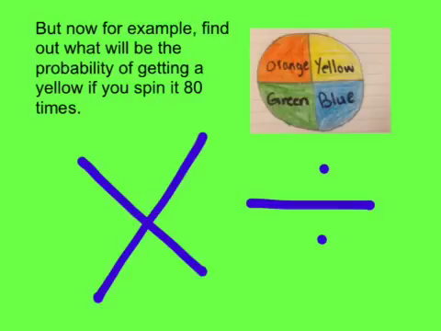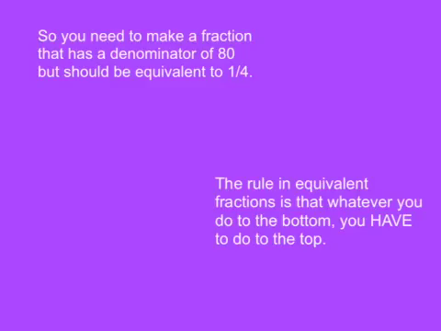But now, for example, you need to find out the probability of getting a yellow if you spin it 80 times. You need the knowledge of fractions, multiplication, and division to be good at equivalent fractions. So you need to make a fraction that has a denominator of 80, but should be an equivalent fraction to 1 quarter.